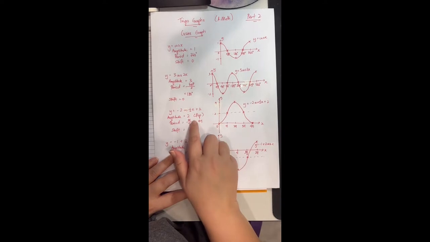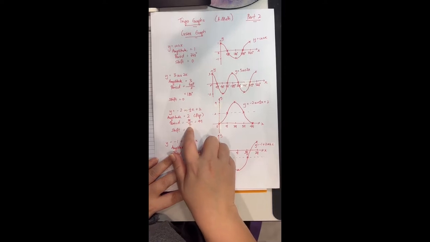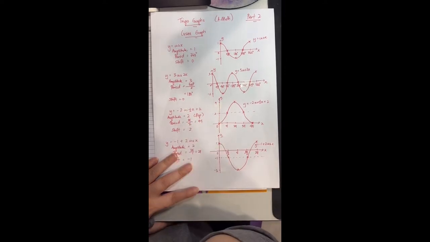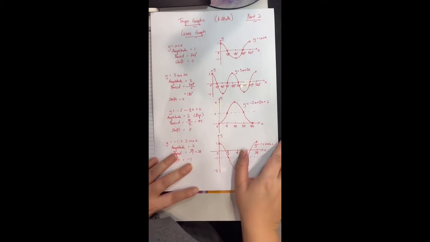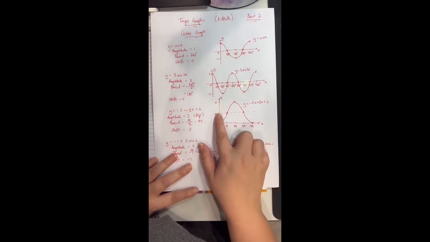Period is 2 pi divided by the coefficient in front of the x. So 2 pi divided by half is 4 pi. What do we need to minus 2? The middle line is 2, so minus 2, you get 0. That's your minimum.